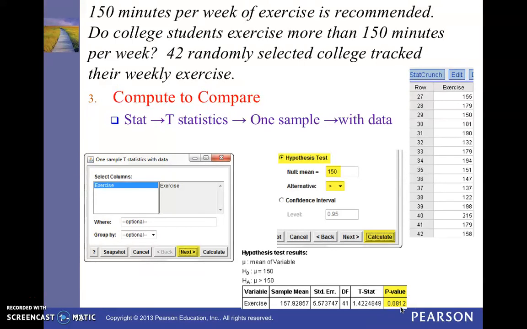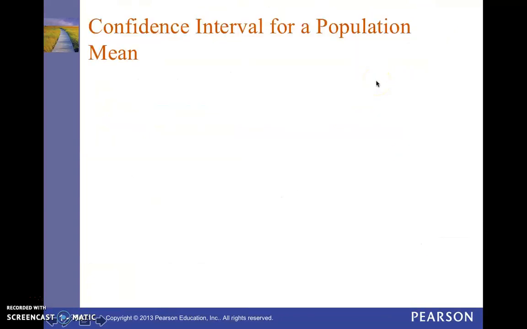So we would have to fail to reject the null that our sample is somehow different from this 150 minutes, right? So do they exercise differently from the 150 minutes? We'd have to declare that there's no effect here. There's no evidence that somehow they exercise differently from that norm. Hopefully you see how that plays out.